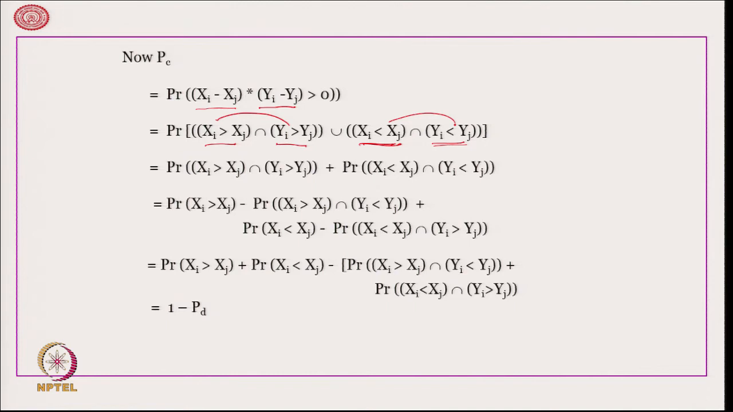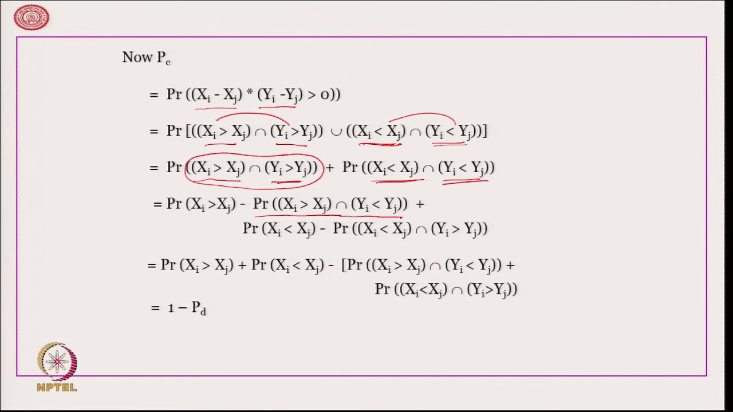so that the product will remain positive. Since these two are disjoint events, we can write it as probability x_i greater than x_j and y_i greater than y_j, plus probability x_i less than x_j and y_i less than y_j. Now, this event, x_i greater than x_j and y_i greater than y_j, can be written as probability x_i greater than x_j minus probability x_i greater than x_j and y_i less than y_j.